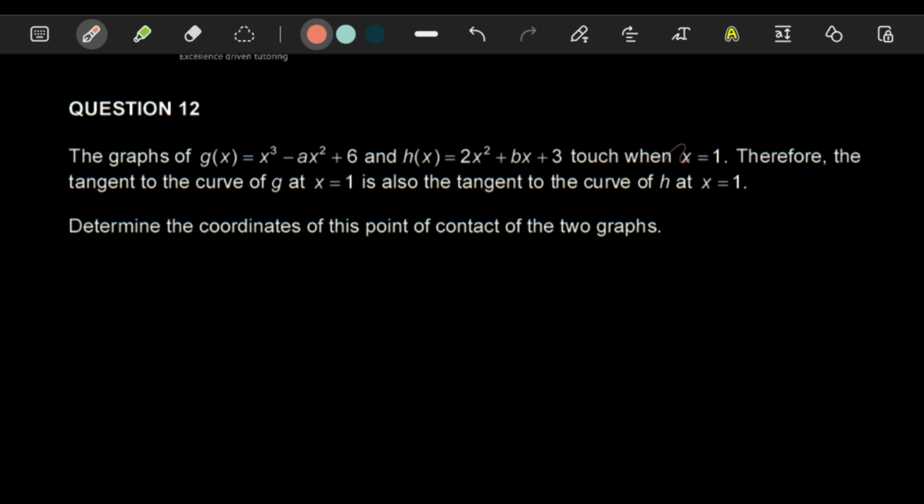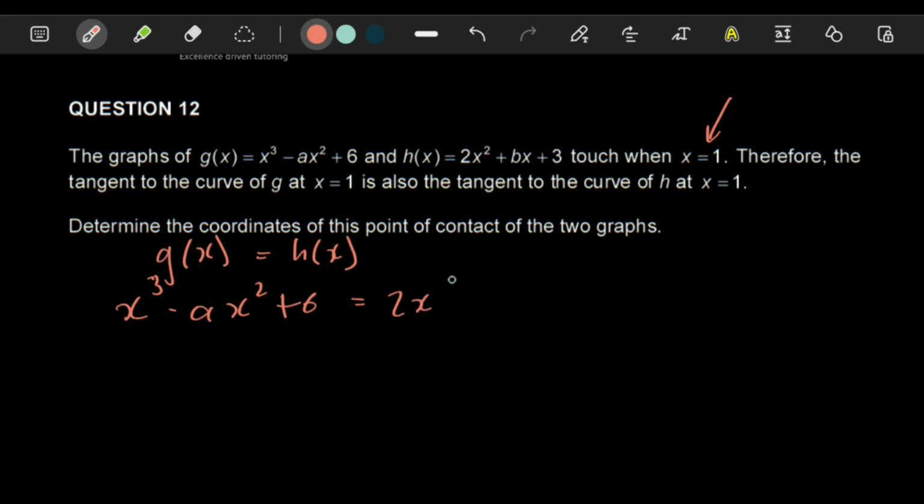And then it says here they touch when x is equal to 1. So meaning when you equate these two equations together, this is a factor of that equation. You see, this value here satisfies the equation that you get when you equate these two. Like, for example, g of x is equal to h of x. Where they meet, you know that the equation of g, minus ax squared plus 6. This equation of g here is equal to the equation of h there, 2x squared plus bx plus 3.